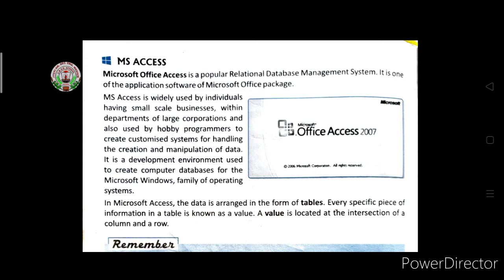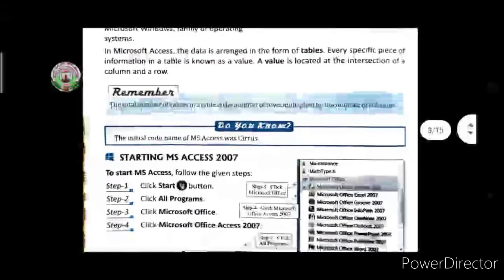In Microsoft Access, the data is arranged in the form of tables. Every specific piece of information in a table is known as a value. A value is located at the intersection of a row and column. The intersection of the row and column makes one cell, and in that cell we write the values. Like this we make tables in MS Access.